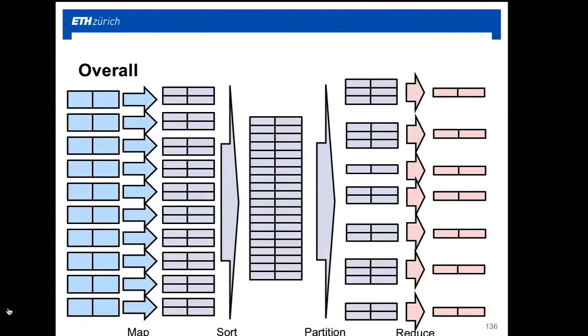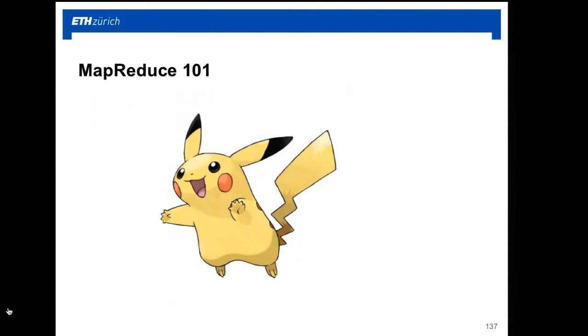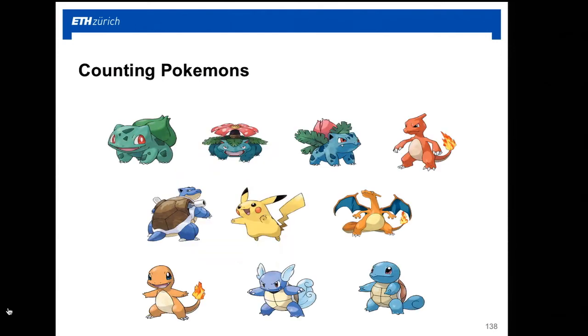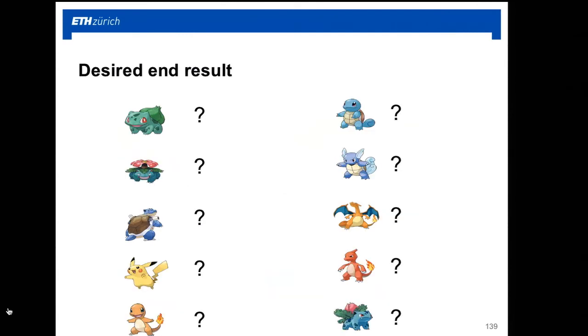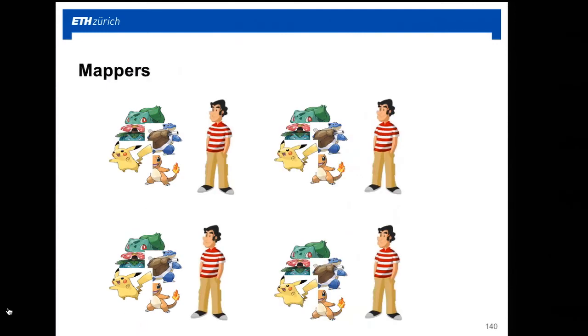So this is the whole architecture of MapReduce. It looks a bit complicated, but there's no better 101 than what I did with actual Pokemons in a lecture last year. Imagine you want to count Pokemons of different kinds. I had, I think, 400 of them that I spread over the lecture room. The end result that we want is to count the number of each. So I asked 10 students, and I gave 40 Pokemons to each of them.